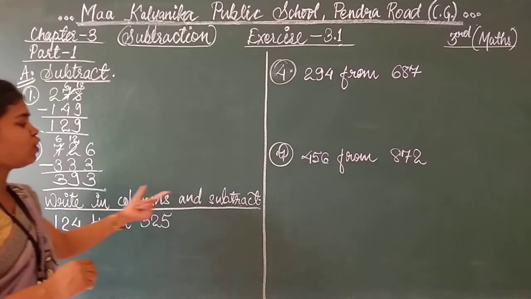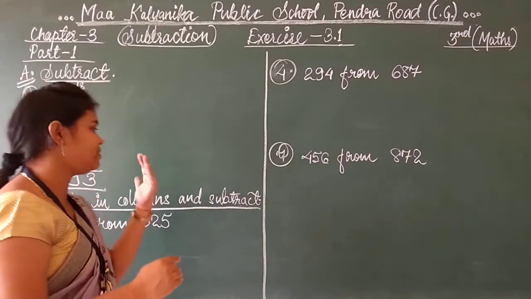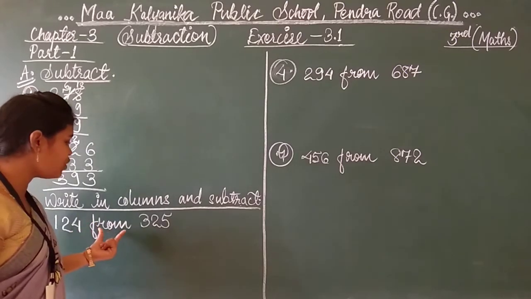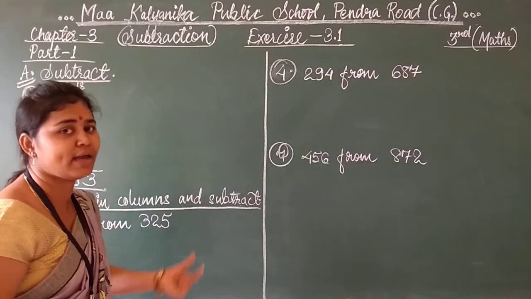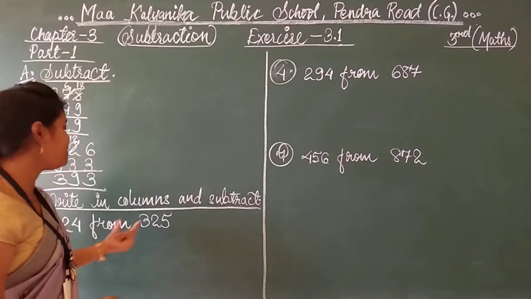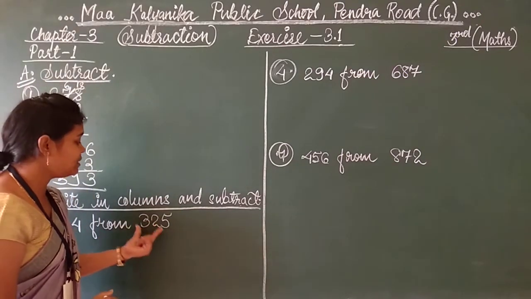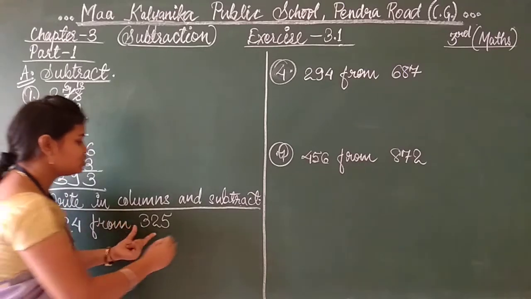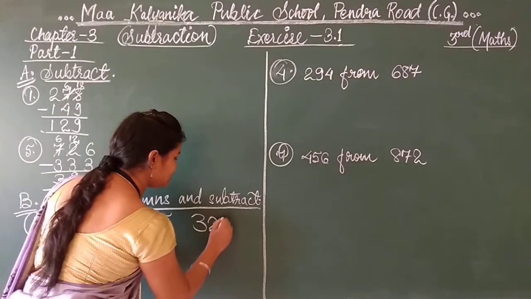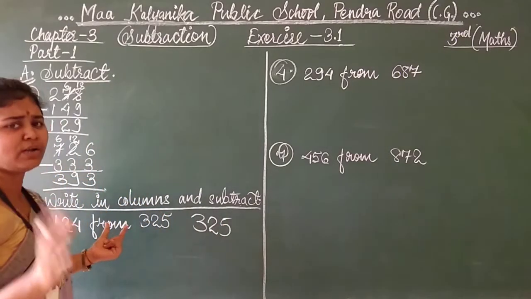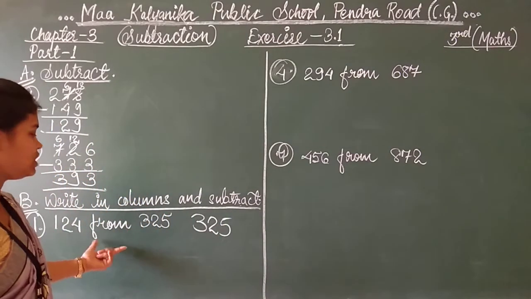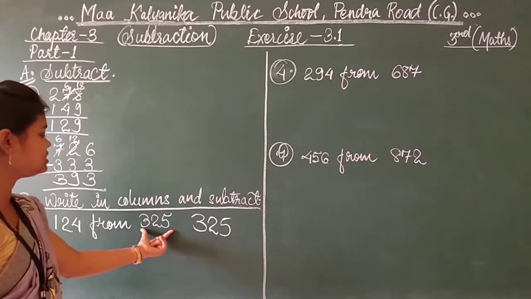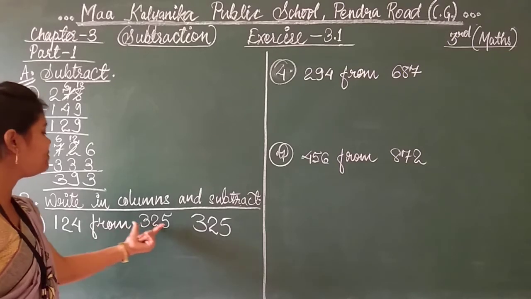And here, write in column and subtract. First you have to arrange, and then you have to subtract. So students, see the question. 124 from 325. From 325 means you have to subtract 124. So first you will write 325. If you are getting some confusion, you can do one more thing: this is the bigger number, this is the smaller number. So from 325.